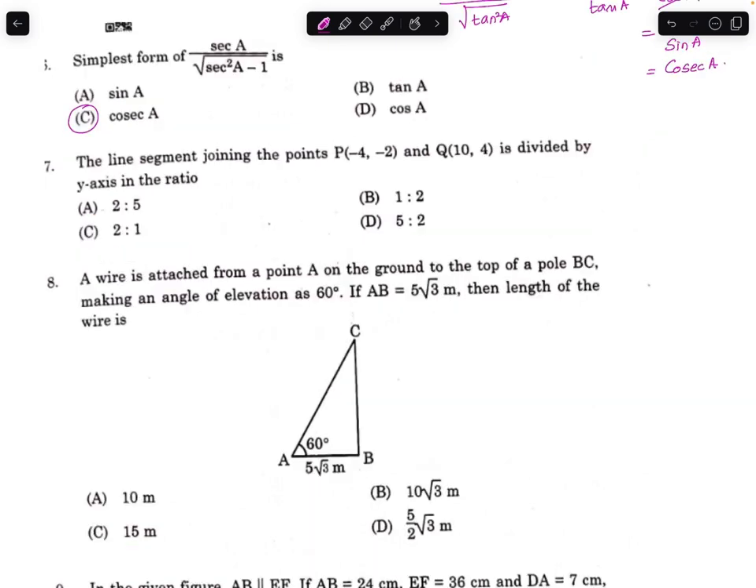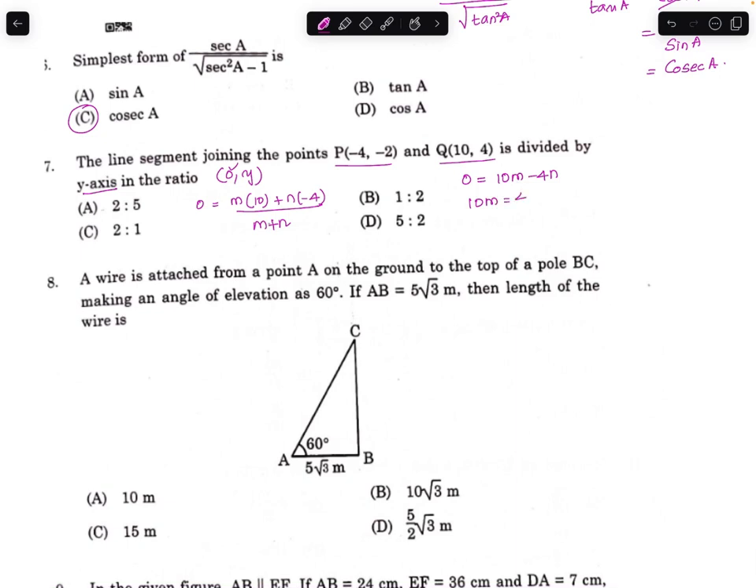Question 7 says the line segment joining the points P minus 4 comma minus 2 and Q 10 comma 4 is divided by y axis in the ratio. Any point which is on the y axis is of the form 0 comma y. Now that we know the x coordinate of that point, let's try to equate the x coordinates. So 0 is equal to m times 10 plus n times minus 4 upon m plus n. So 0 is equal to 10m minus 4n.